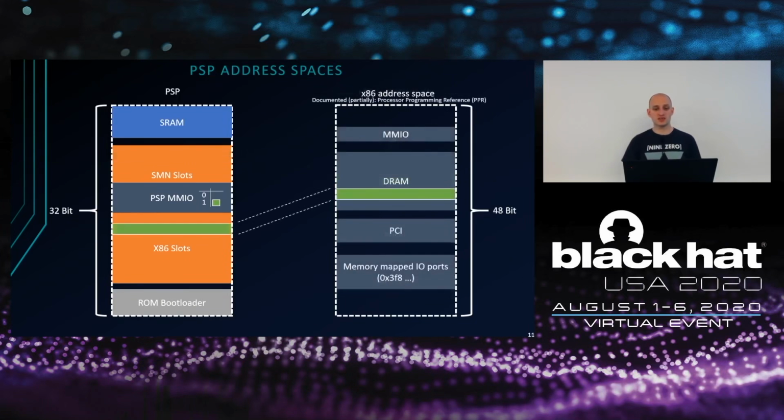Now for x86, there's a similar mechanism. The x86 address space is 48 bits wide, and it's partially documented. You can Google for the AMD processor programming references, and they will yield some information about various devices which are present in the x86 address space. And the PSP has access to all of them, using a similar mechanism as explained previously. So for example, the PSP can access the complete DRAM by mapping parts of the DRAM into its own address space and then performing a simple read operation.